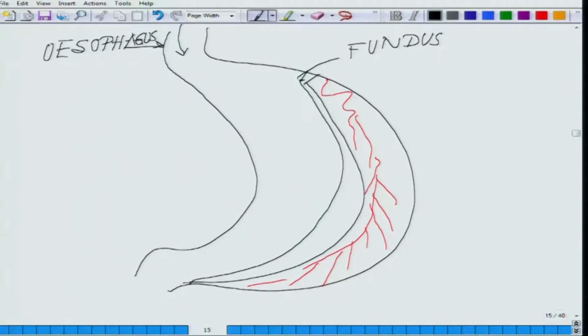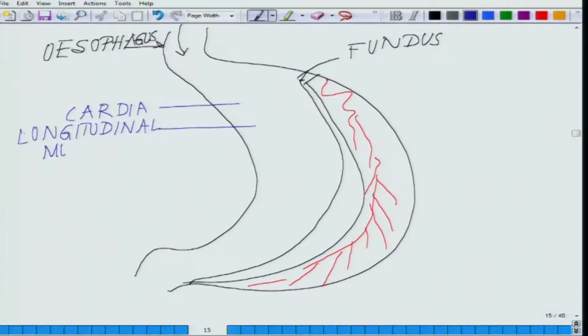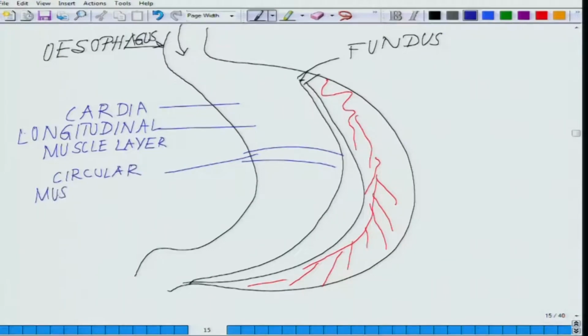If you get an upper view, then this zone is called cardia, and here you have a bunch of longitudinal muscle layers. There are two kinds of muscle arrangement here. Longitudinal, and these are all smooth muscles, and the second one is a series of circular muscle layers, and these longitudinal and circular muscle layers help in the movement of the stomach.